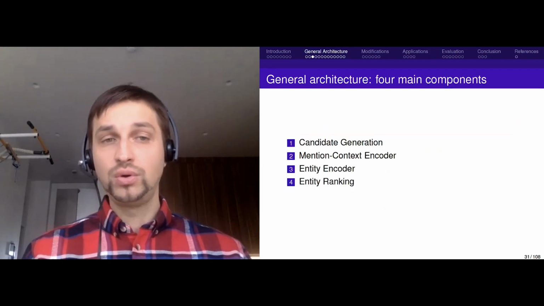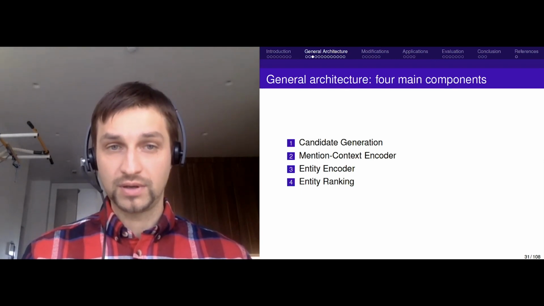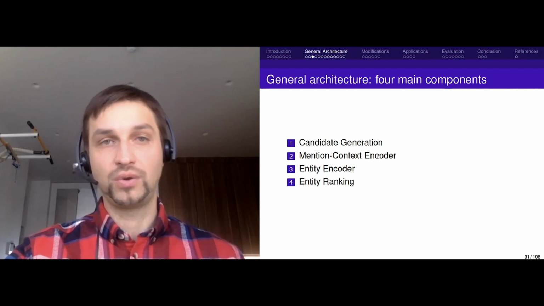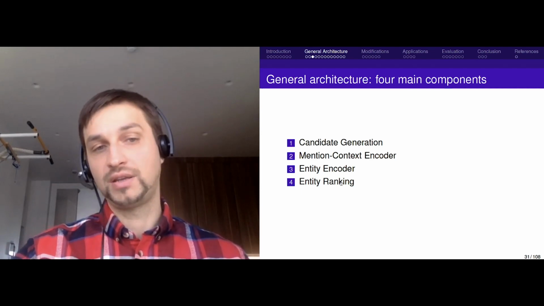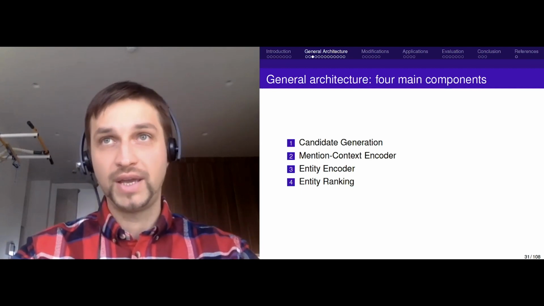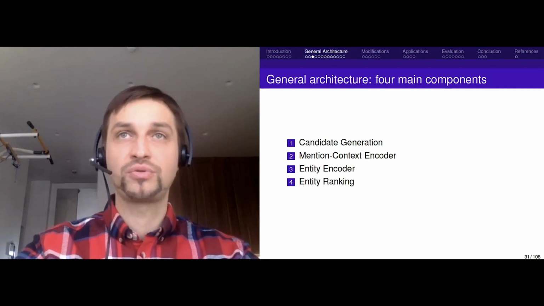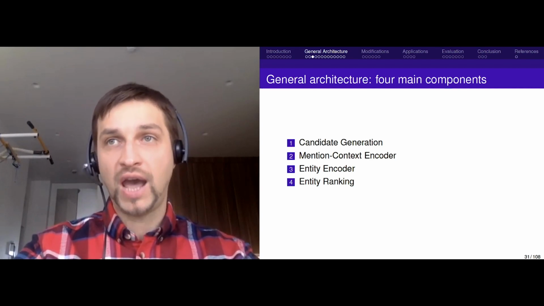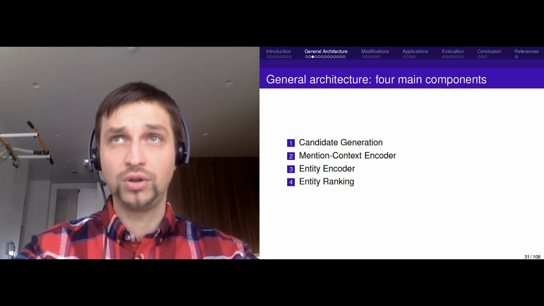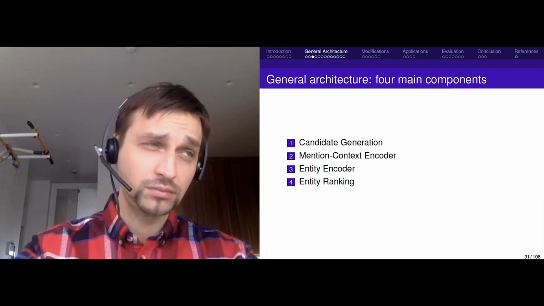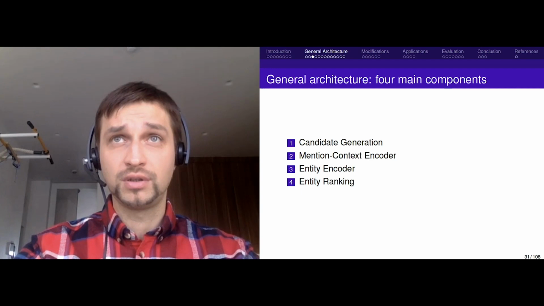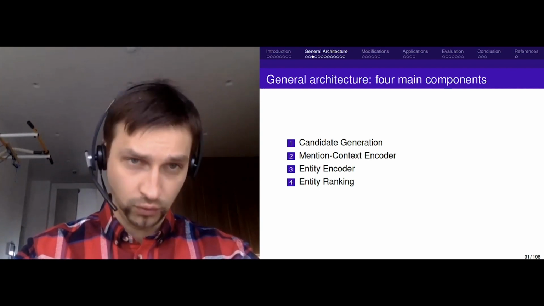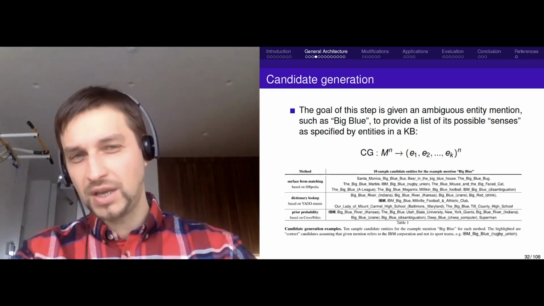And let's take a look a bit more in detail at these 4 different stages. The first one is candidate generation, then mention context encoding, entity encoding, and entity ranking. So these are basically 4 pillars of neural entity linking. If we speak of classical approaches, which were based on classical machine learning, you usually would have to design features for your models, and the models were usually linear, some simple models. But the more recent neural models usually fall into these 4 steps.